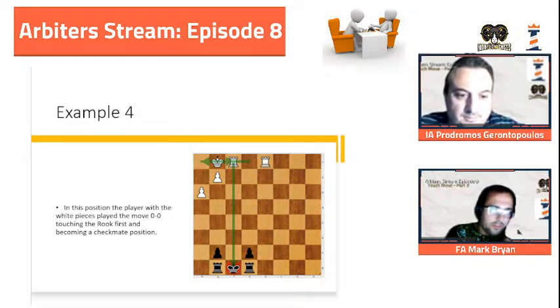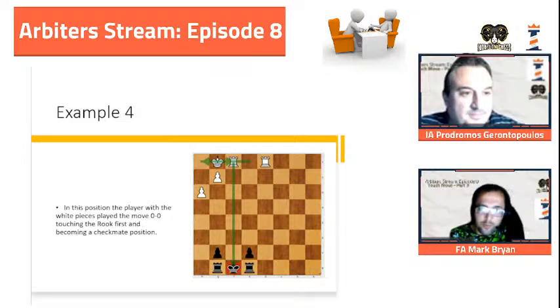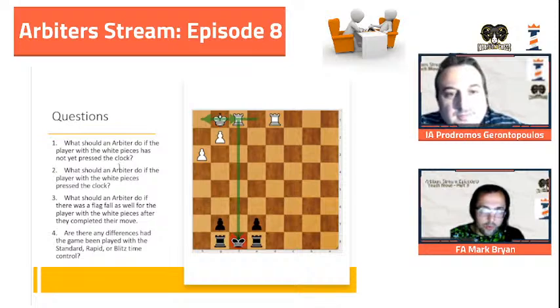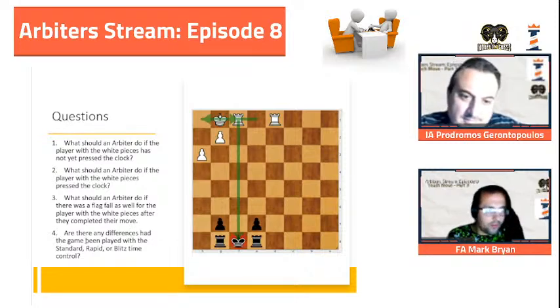So we have this. This is a funny position. I really like this one. In this position, the player with the white pieces played the move castling, touching the rook first and becoming a checkmate position. So the question is, what should an arbiter do if the player with the white pieces has not yet pressed the clock? What should an arbiter do if the clock has been pressed? If there is a flag fall, then we have the normal thing with the standard rapid blitz.